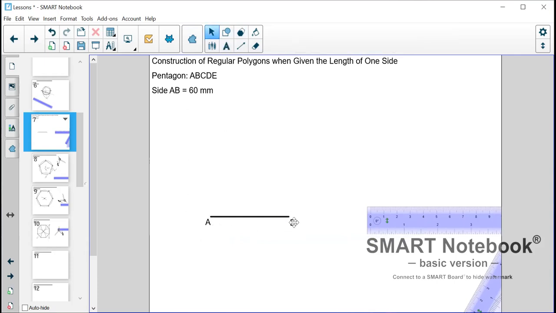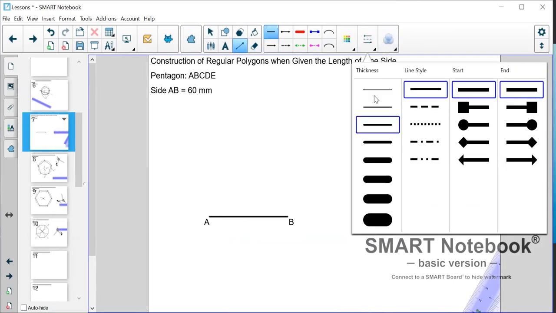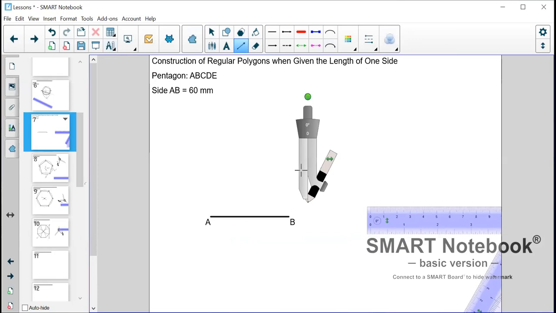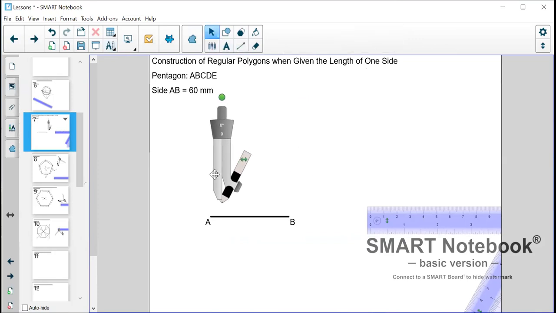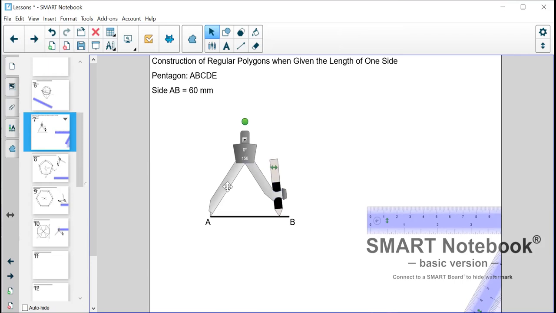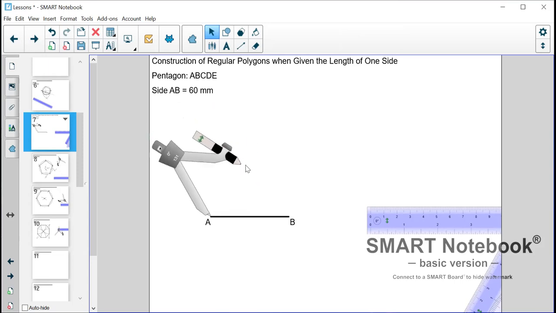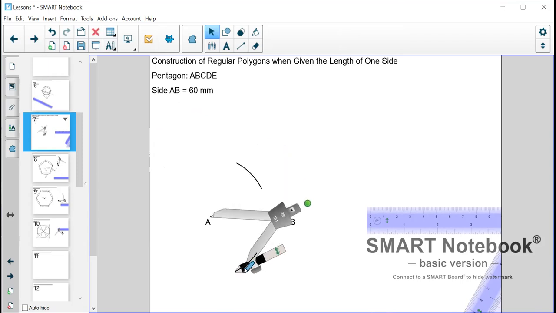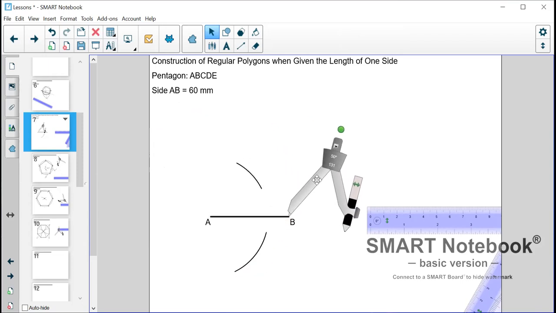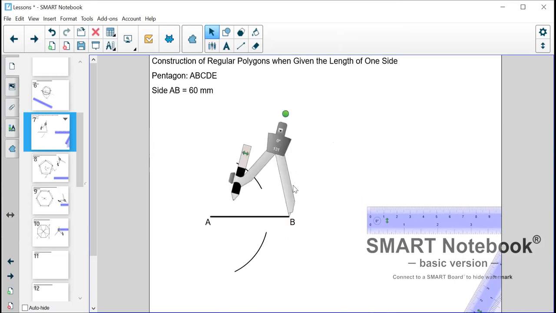Good. Now, what we need to do next is bisect this AB line. I'm sure we can remember how to bisect a straight line. So we bisect the AB line, and you will see just now the reason why we bisect the AB line.